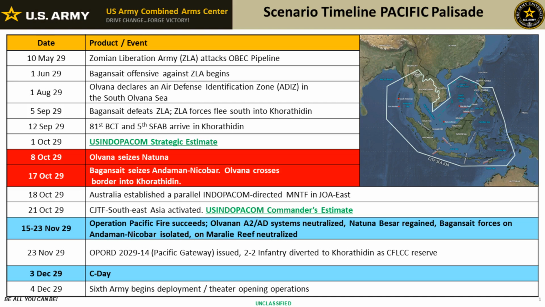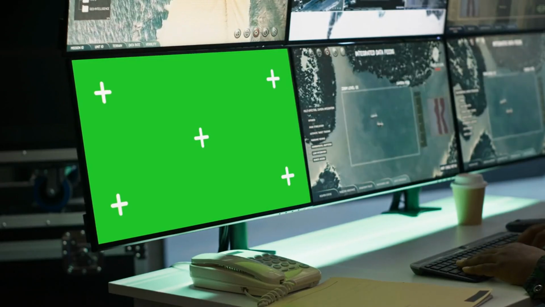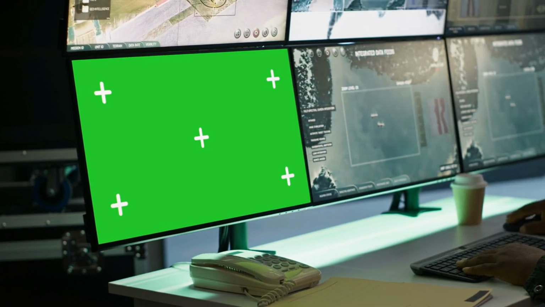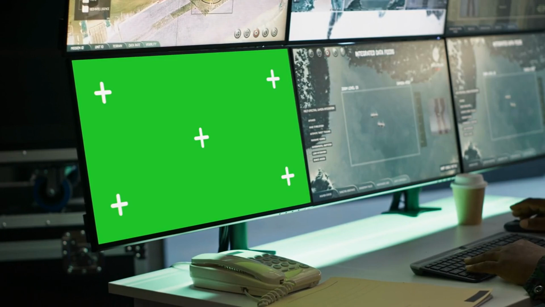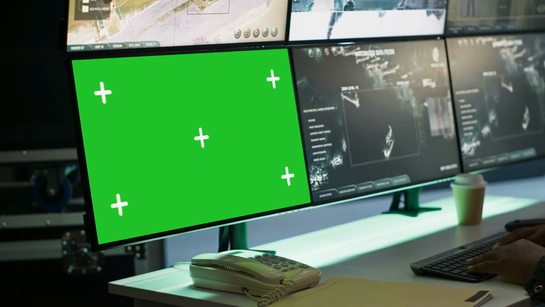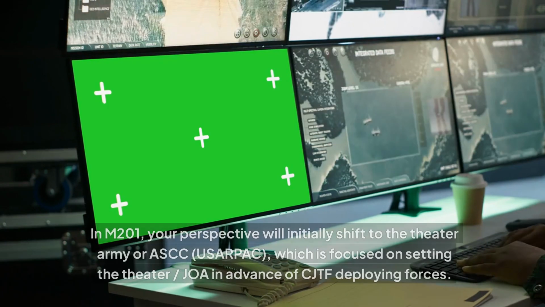Take a moment to review the planning you have already executed and consider the planning activities that you will execute in M200. The C599 practicum introduced you to the Date P scenario. During Pacific Fire, CJTFC was able to neutralize Ulvanin A2AD systems in the JOA, regain Natuna Besar, isolate Bagansight forces on Andaman Nicobar, and neutralize Bagansight forces on Marali Reef.